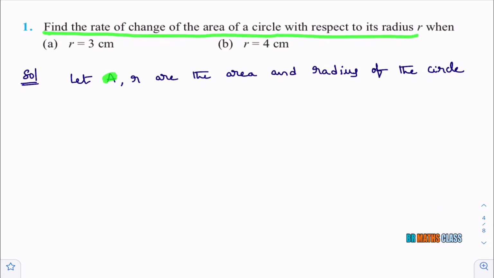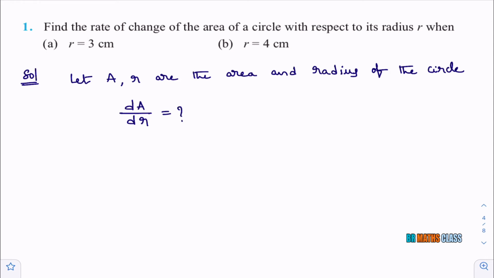Area I take as capital A, okay? That means what they are asking to calculate? They are asking to calculate dA by dr, with respect to radius, that is what they have given in the question. It is important. They are asking to find the rate of change of area with respect to radius. That means we need to calculate dA by dr.